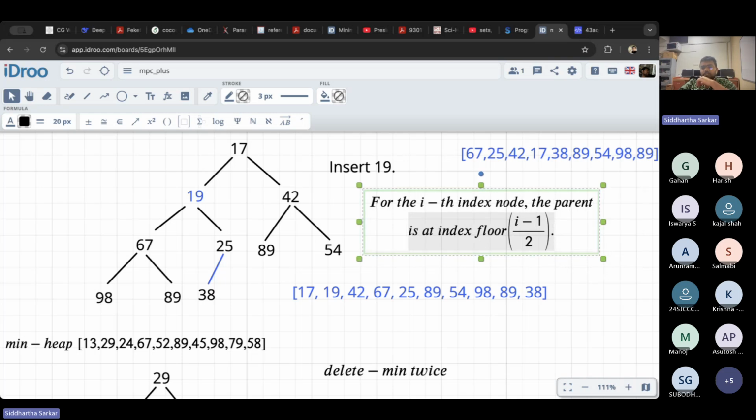So how do you find the children? This is also something we have seen. The children are, I think you can look it up. It's very easy. So that's how you can imagine a tree, but implement it as a list only.